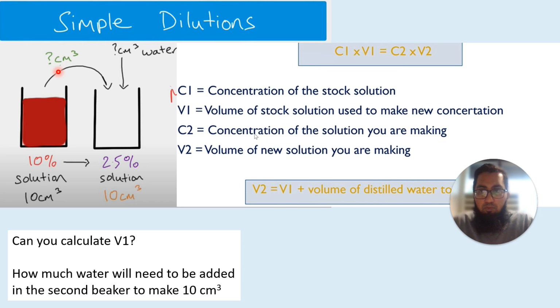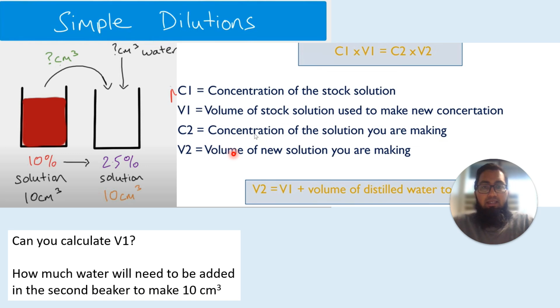V1 is the volume of that small part you are taking from the original stock to make the new solution that's diluted. That's my V1. C2 is going to be the concentration in the new solution that's got lots of water. In here it is 2.5% concentration. It's dilute, right? 10% to 2.5%, because in here there's lots of water.